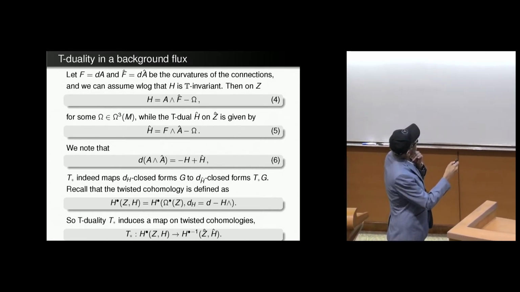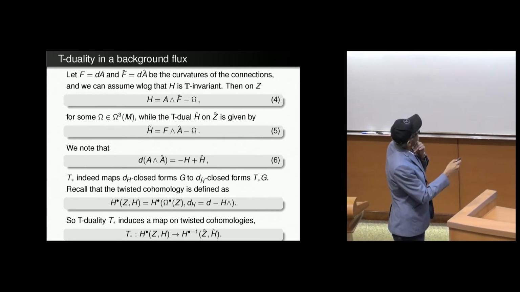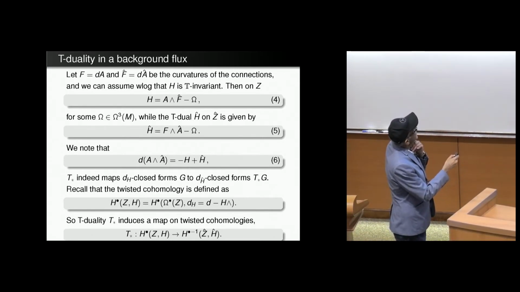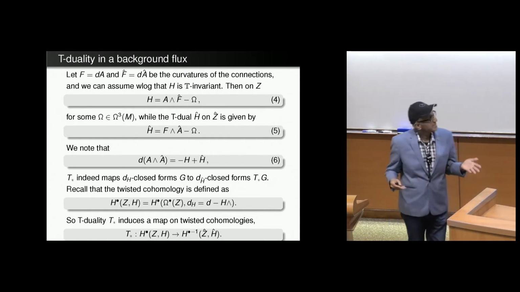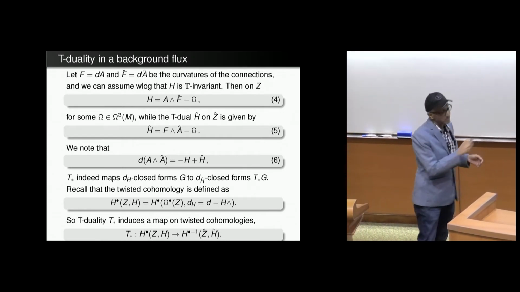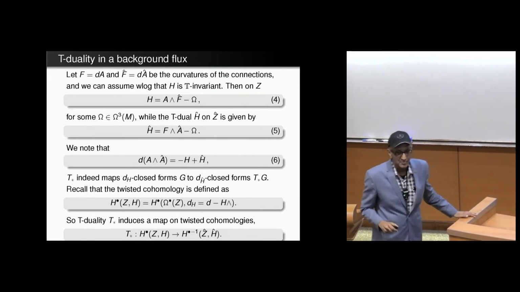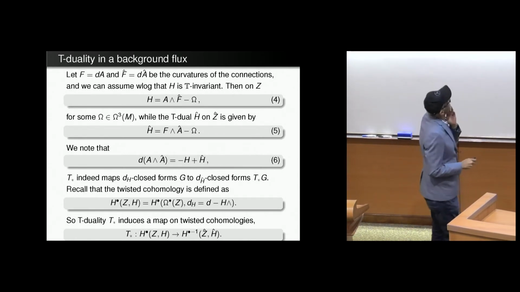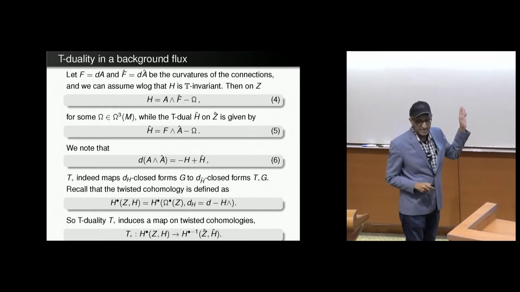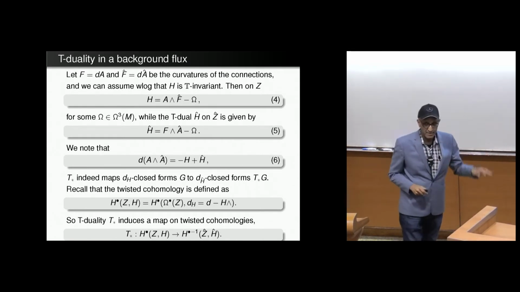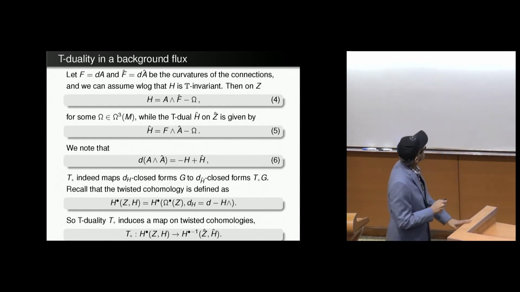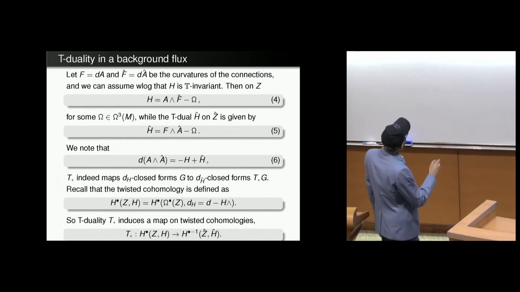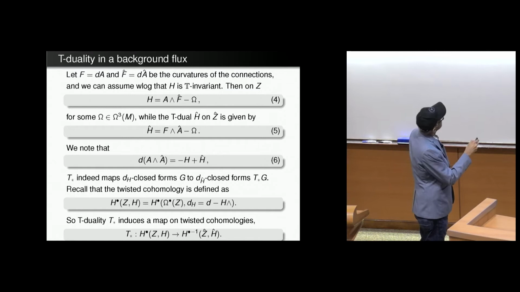So also note that if you take the difference of these two, H hat minus H, it's just d of A wedge A hat. So it says that the cohomology class of H hat and the cohomology class of H are equal. But not only that, we get the exact term explicitly. So this was the condition to guarantee uniqueness of the T-dual flux. So T star actually maps, indeed maps d minus H closed forms G to d minus H hat closed forms T star G.